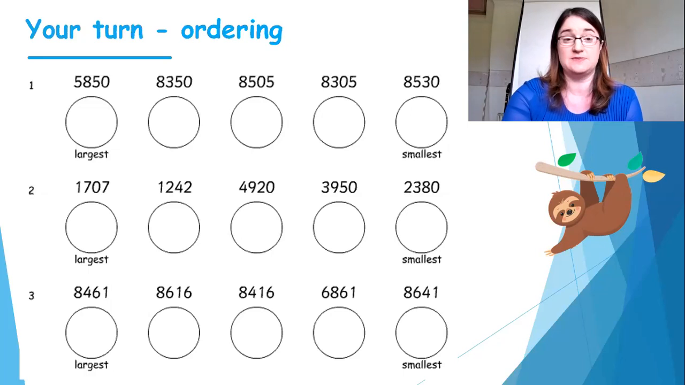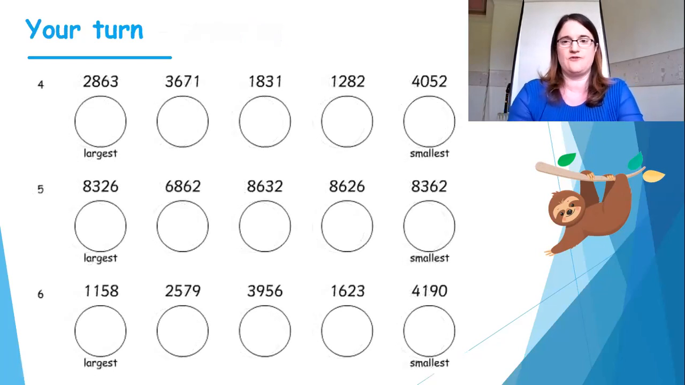Okay, here's the second page. Press pause as soon as you see the second page. Here we go. This is numbers 4, 5, and 6. Once you've done 4, 5, and 6, we'll mark all 6 of them together. Off you go.